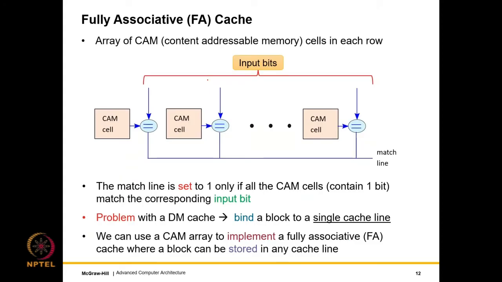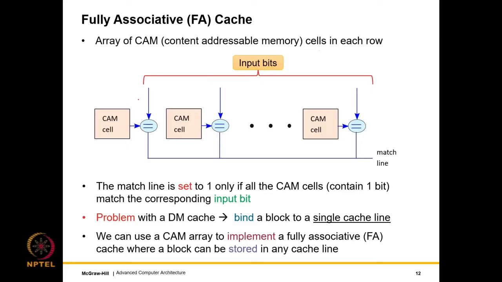So let us design a different kind of cell. Let's call it a CAM cell, or a content addressable memory cell. We have already seen this, if you would recall, in the logic for retirement, where we talked about a CAM based RAT design. So in this case we have an array of CAM cells.